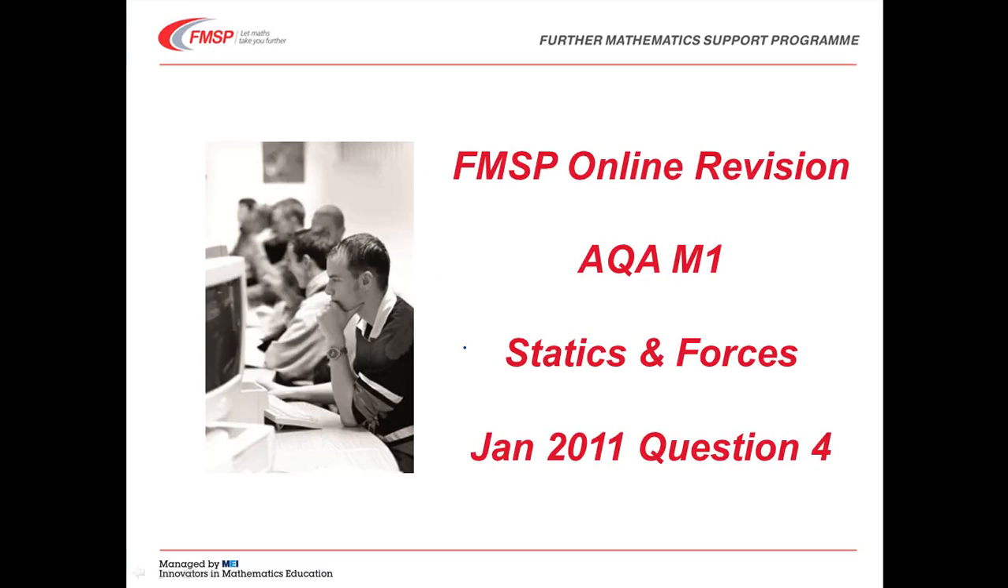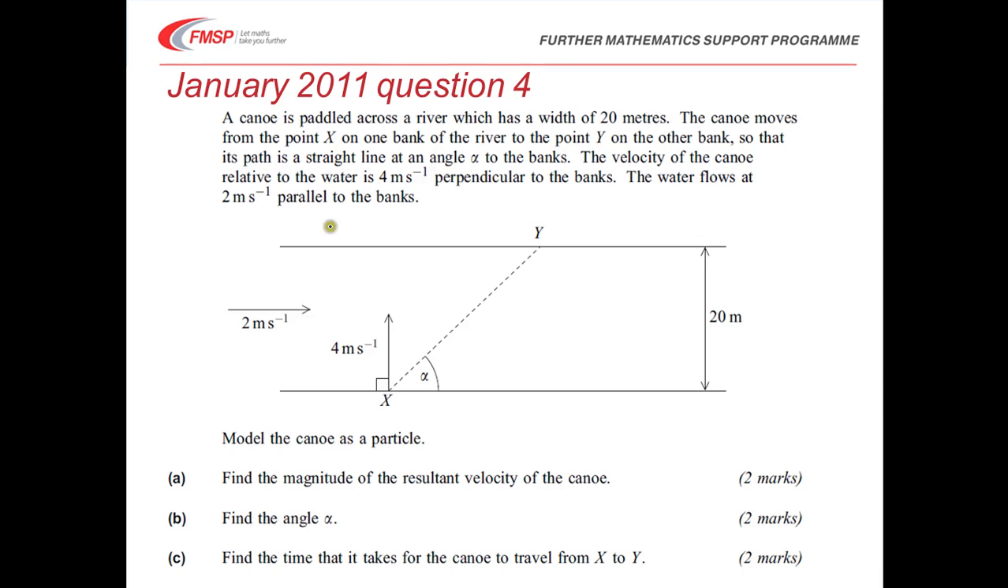Topic is statics and forces, and we're looking at question 4 from January 2011. This question is all about a canoe which is paddled across a river with width 20 metres. The canoe moves from the point X on one bank of the river to the point Y on the other bank, so that its path is a straight line at an angle alpha to the bank.